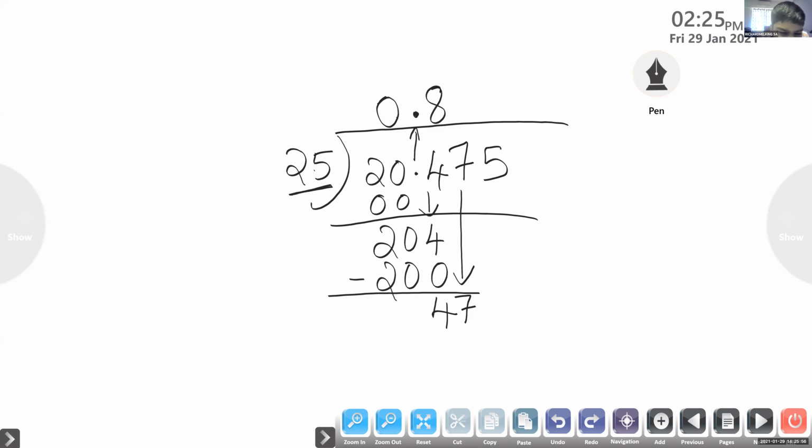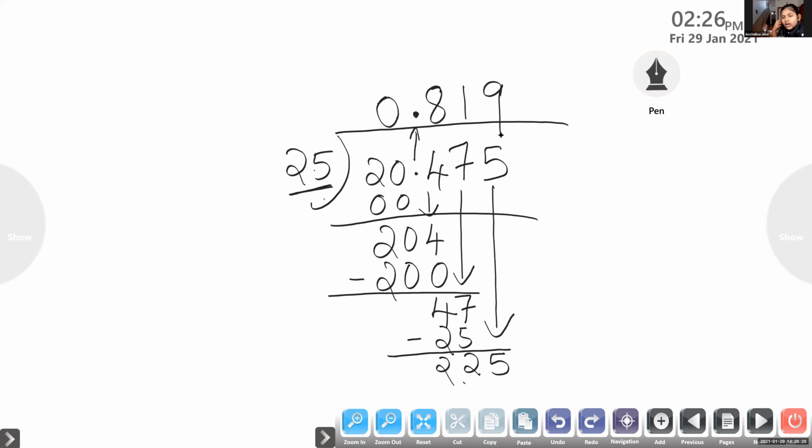1. Okay, 1 into 25 is 25. 47 minus 25, you will get 22. Can you divide? No, it is smaller than 25. So what do you have to do? Bring down 5. 225 divided by 25. 25 into 9 is 225. So here the answer is 0.819.